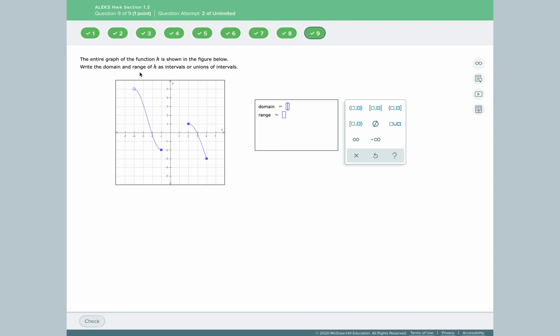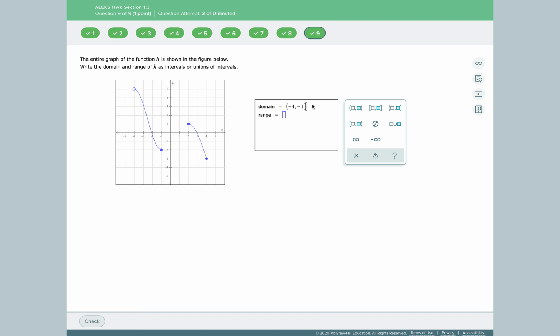Now we have the entire graph of the function h is shown in the figure below, and it says to write the domain and range of h as intervals or unions of intervals. So we have for this graph, h is split up into separate parts here. Now for what we have in x, we have going past -4, approaching and including -1 for the first part. So if I put what I have here in the interval notation, you have going from, but not including -4, approaching and including -1.